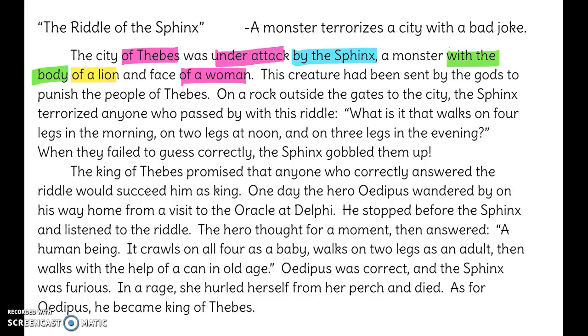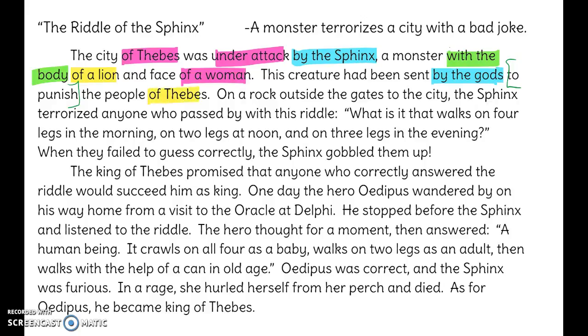This creature had been sent by the gods to punish the people of Thebes. Okay, so I see by the gods. I see to, so I'm going to stop and think for a second. I need to decide, is there a noun after it, or is there a verb after it? Punish, to punish. That sounds like something that somebody can do, so that looks like it's an infinitive, to plus a verb. And then going back, the people isn't one. Of is a preposition that we had to memorize, of Thebes.